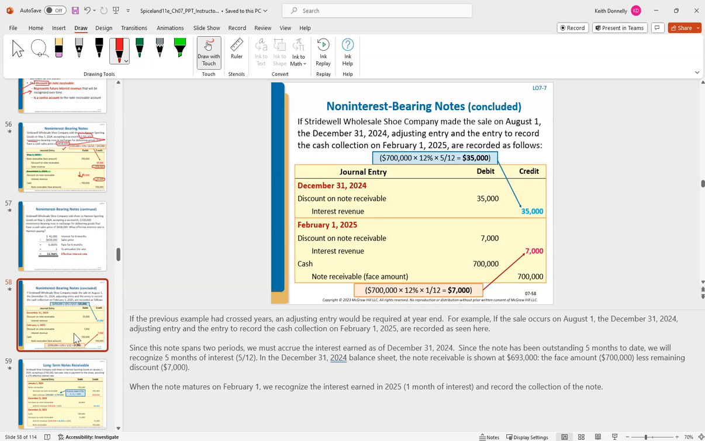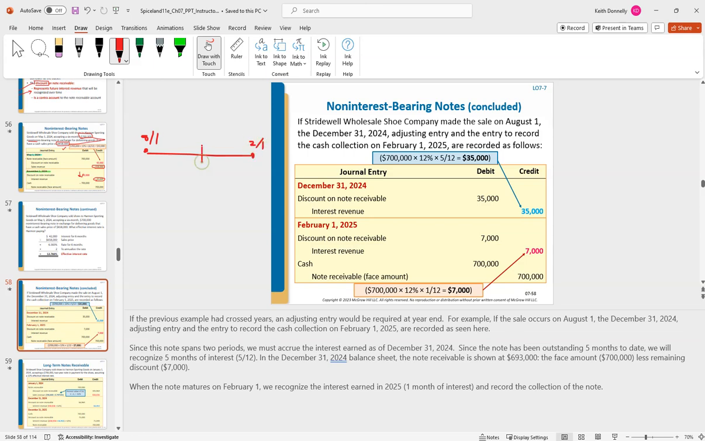What's going on here? So let's look at this guy. Say they made a sale on August 1st. The December 31st, 24 adjusting entry to record the cash collection. Okay, so this guy right here, this is a variation. You can look at it. Essentially what they're doing here is we have the sale on August 1st. They ultimately are going to collect, let's see here, February 1st of the next year.